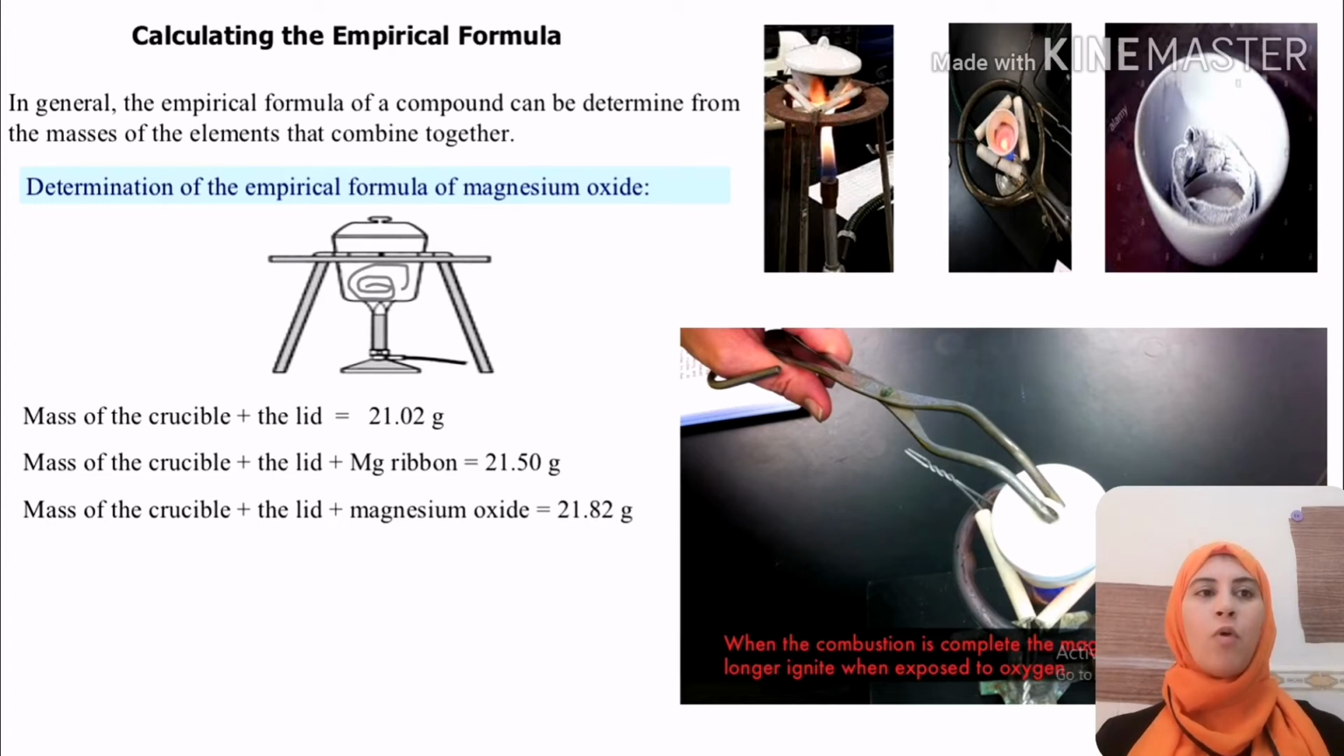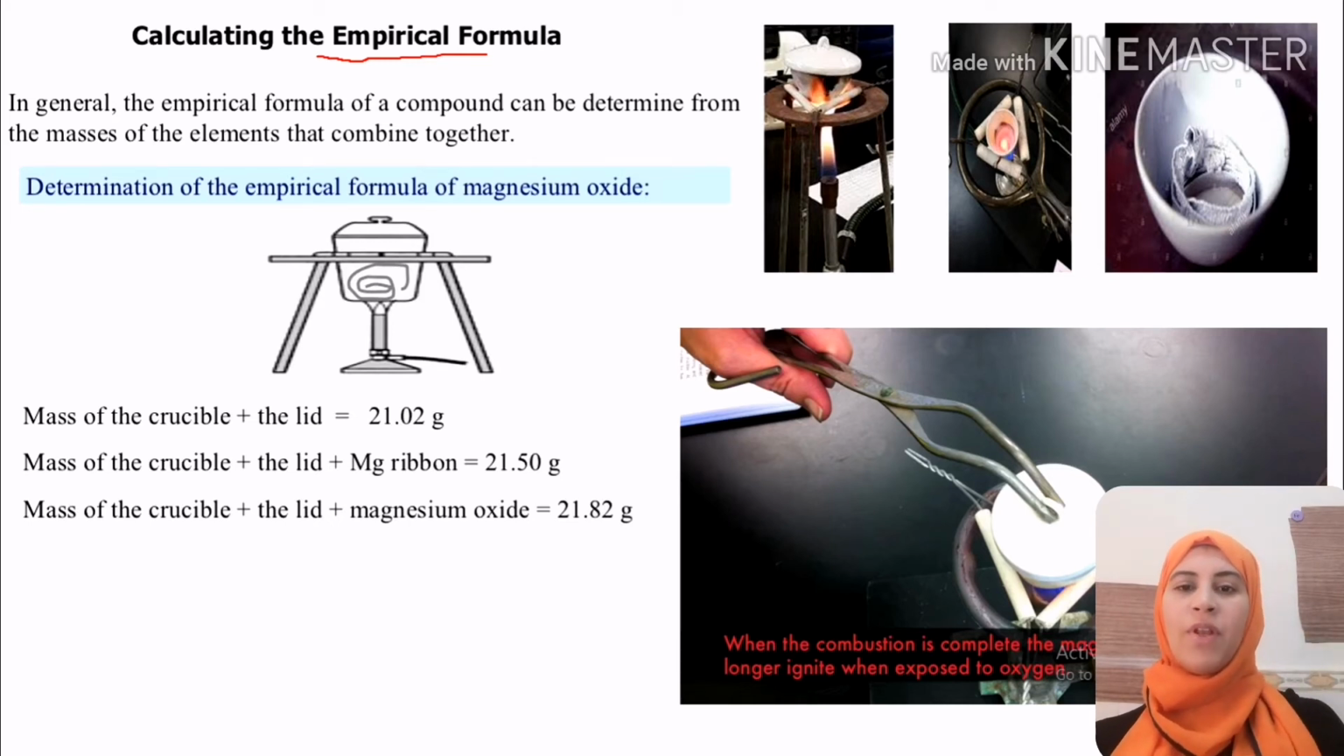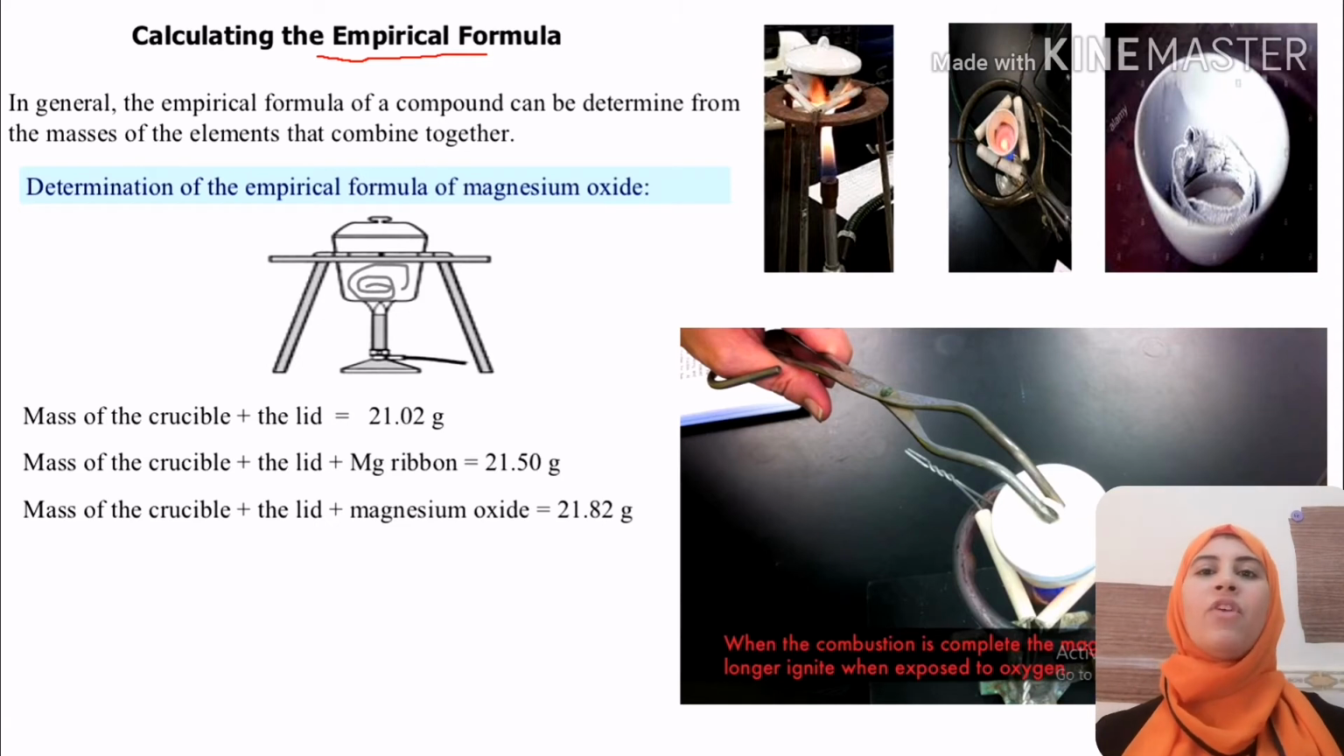Calculating the empirical formula of a compound in the lab. You are working in the lab and you have magnesium ribbon and you will burn it in oxygen to form magnesium oxide. At first we must use a crucible. In the crucible we add the magnesium ribbon and heat it at high temperature. Each time we remove the lid of the crucible and the magnesium reacts with oxygen, and at last we will have magnesium oxide.